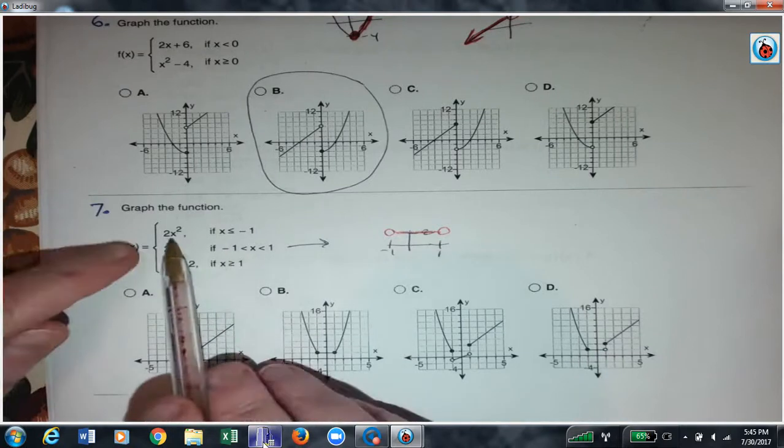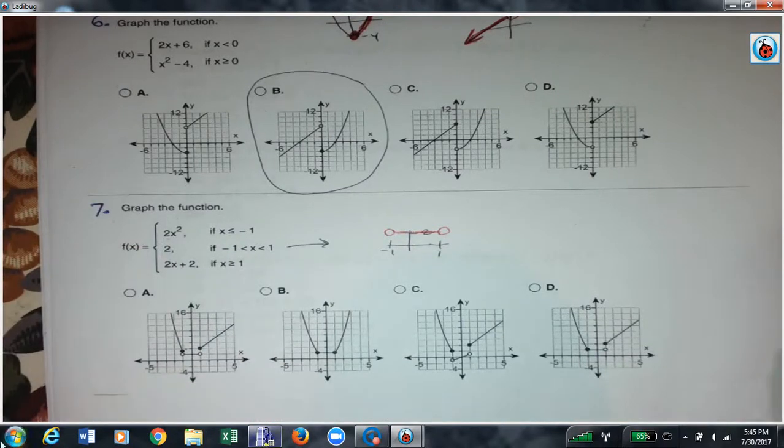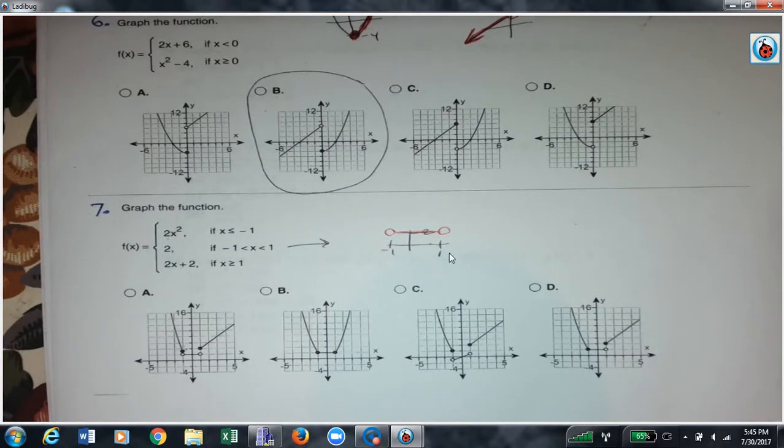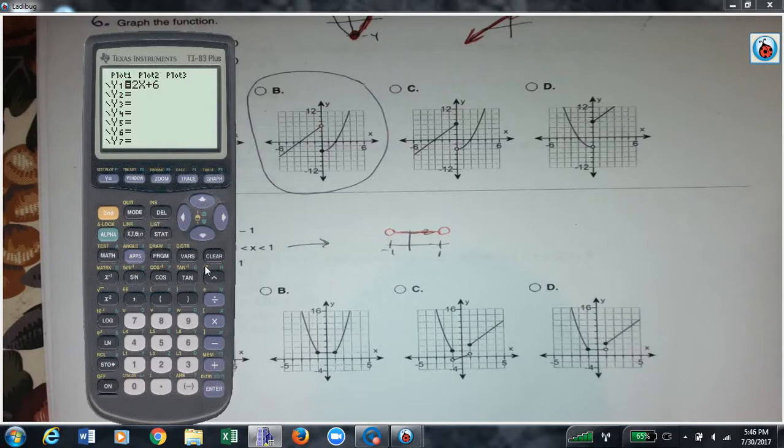But let's have a look and see what 2x squared looks like. Do they meet like here or do they not? So far I know I've got that portion, but is that going to be filled in? What's 2x squared look like? Let me clear that and let's do 2x squared and do a zoom 6. Okay, and let's see what I get at -1.